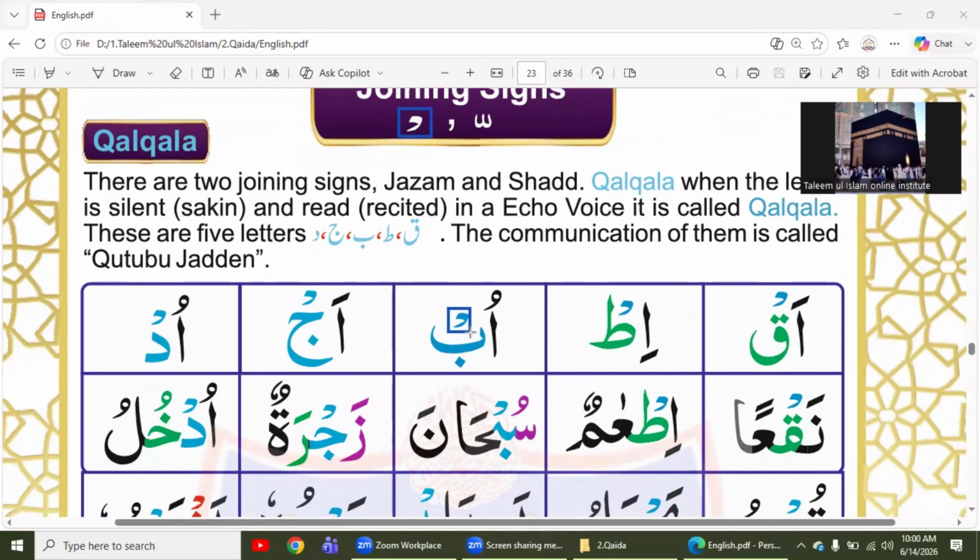So, any letter having Jazm on it is called a silent letter. For example, ba has a jazm, so ba is called ba silent. If jim has jazm, so jim is called jim silent. And if dal has jazm, so that's called dal silent. So any letter having jazm on it is called a silent letter.